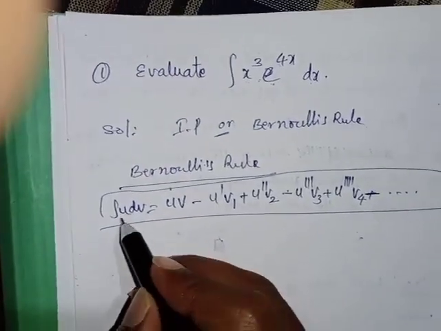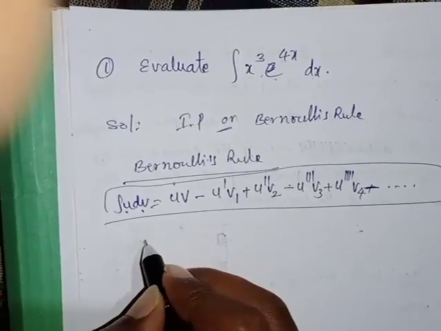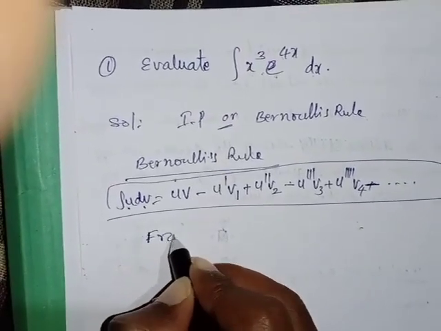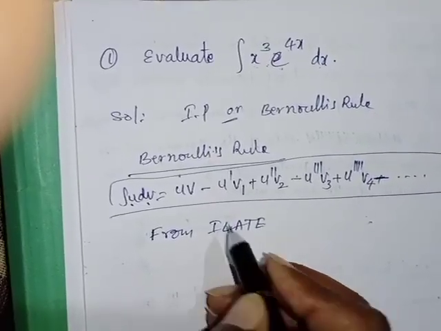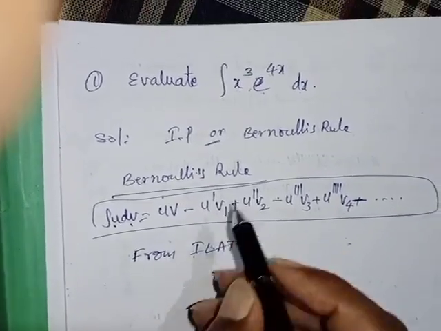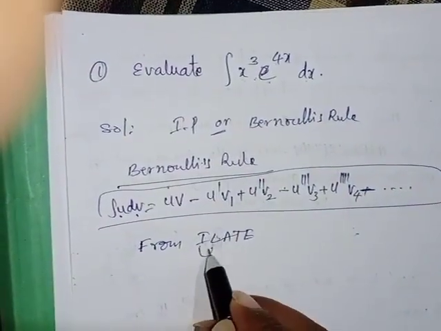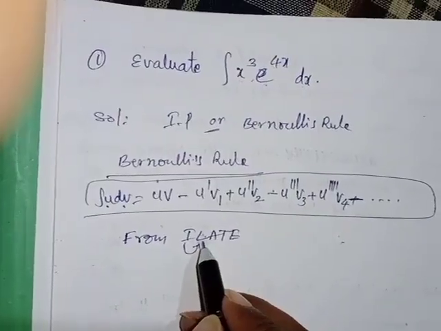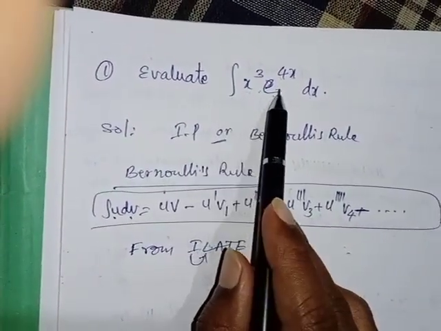Now what is u, what is dv of the given equation? For that we can find from using the ILATE word. Here I means inverse trigonometry function. If you observe the given function, there is no inverse trigonometry function. Then move to the next letter, L. L means logarithmic function. There is no logarithmic function.